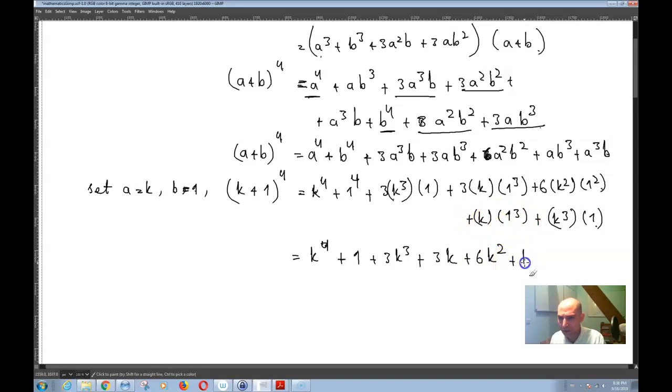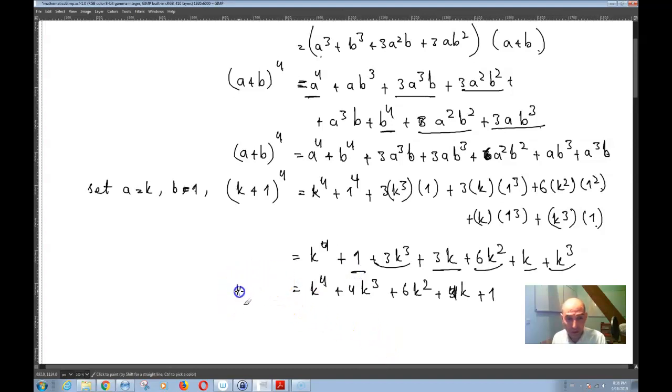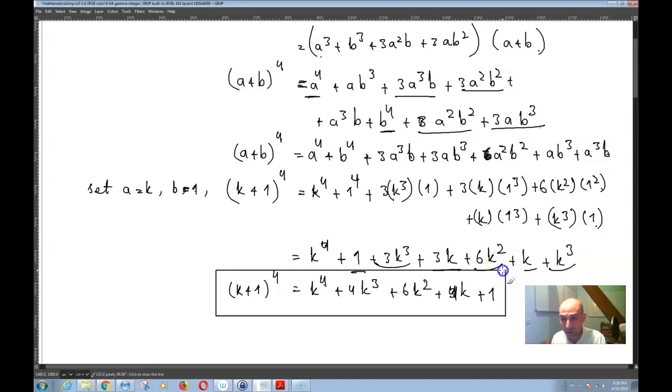That is K plus K cube. So what you get is K raised to the power 4 plus 3 times K cube plus K cube, which is 4 times K cube, and 6 times K squared, and over here you have 3 times K plus K, so that's 4 times K, plus 1. So that is K plus 1 raised to the power 4. I hope that is correct because I want to use it for this theorem.